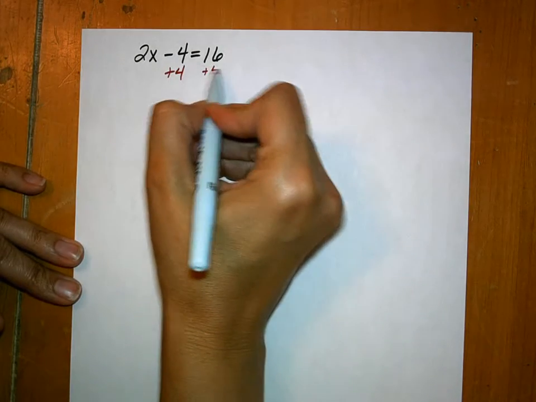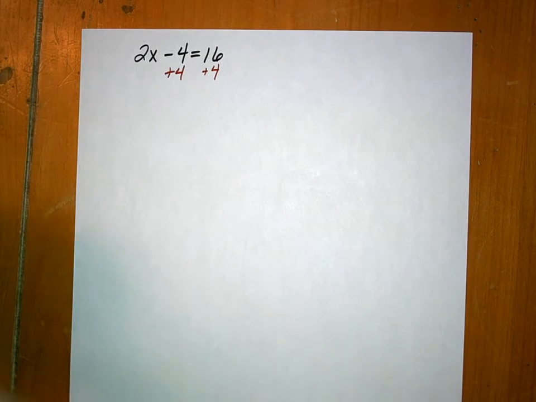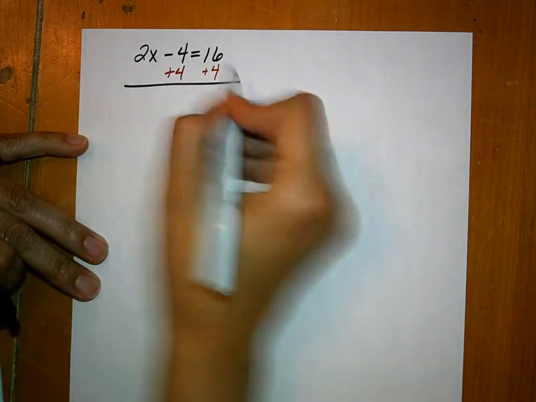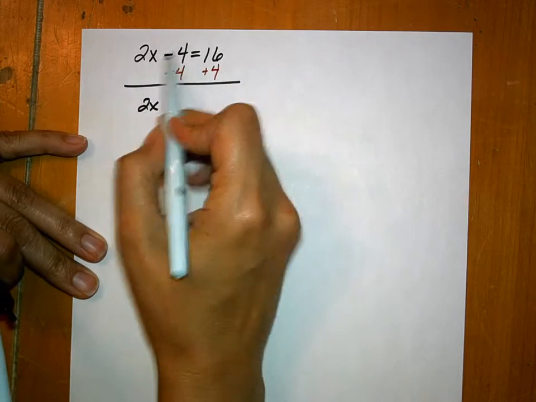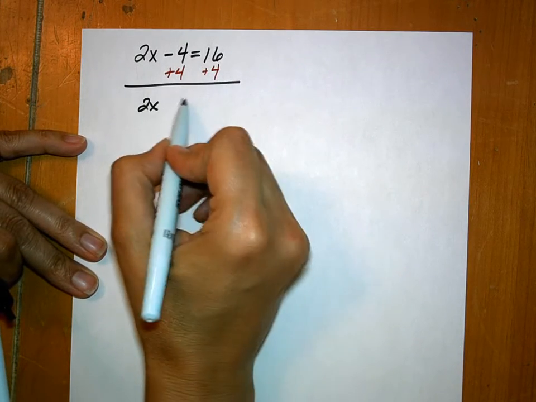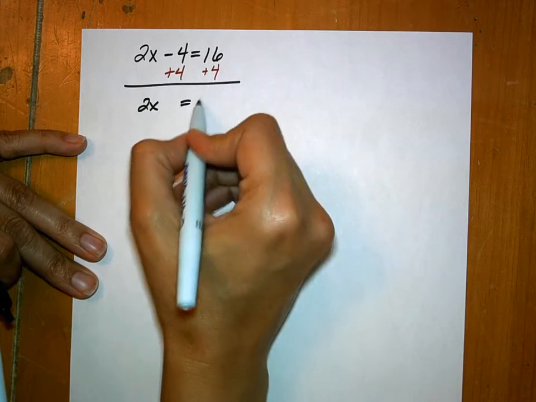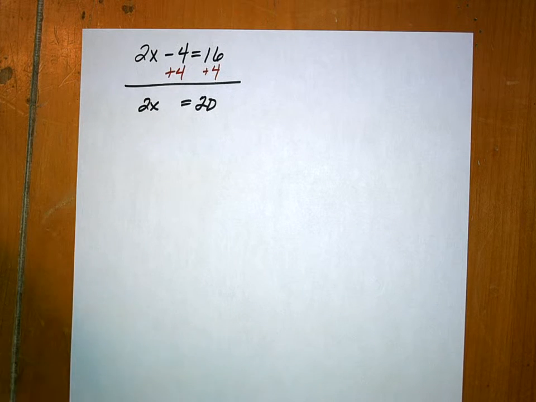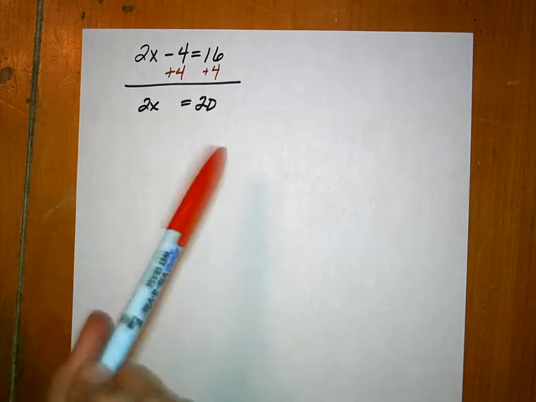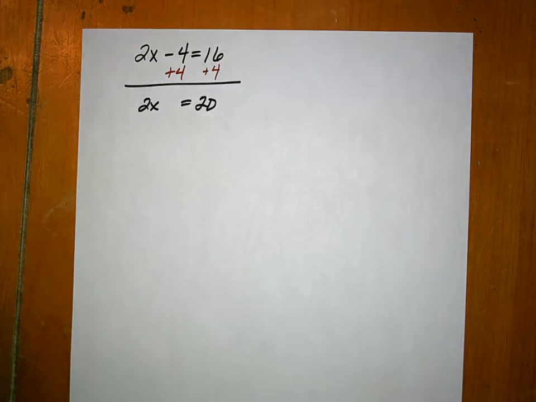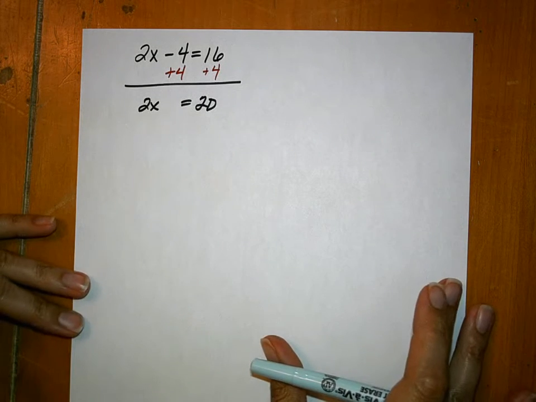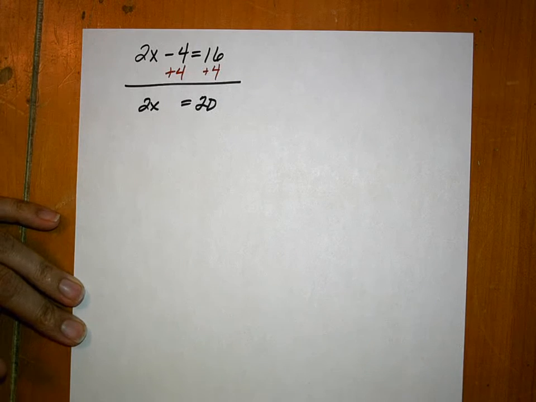Whatever you do to one side of the equation you must do to the other, so we're going to add 4 to the other side as well. The 2x drops down, -4 plus 4 is nothing, the equal sign drops down, and 16 plus 4 is 20. Okay. As I've mentioned before, many of you can do this mentally, and I understand that. That's great. I am going to be showing all of my work because as the equations get harder, you are going to need to show all of your work.